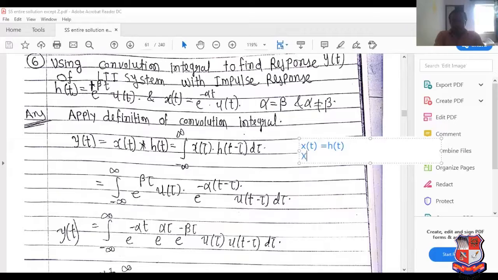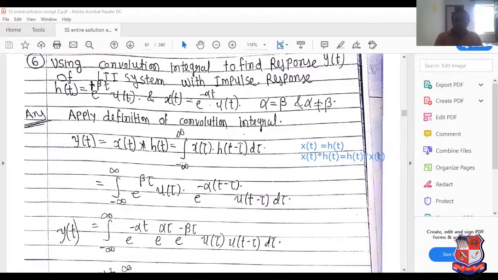What is the convolution property? It says that x of t convolved with h of t is equal to h of t convolved with x of t. So here we can say h of t equal to x of t. So e raised to beta tau u of tau into e raised to minus alpha (t minus tau) u of (t minus tau) d tau.